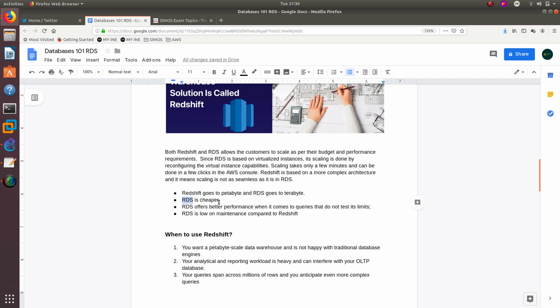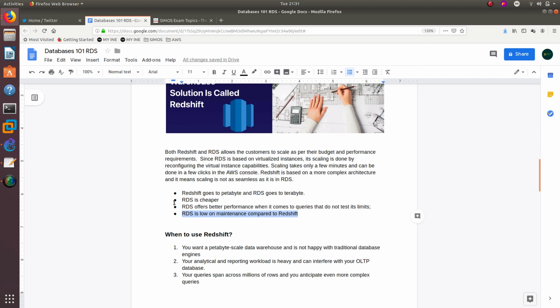But RDS is cheaper, and RDS offers better performance when it comes to queries that do not test its limits. And the limits mean the terabyte. If it's going to go up to the petabyte, then you want to go with Redshift. RDS is slow on maintenance compared to Redshift as well.